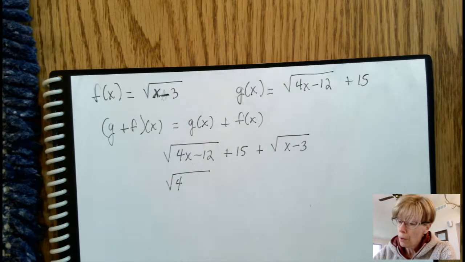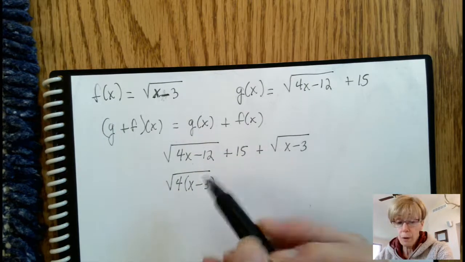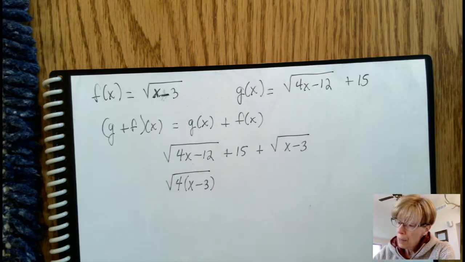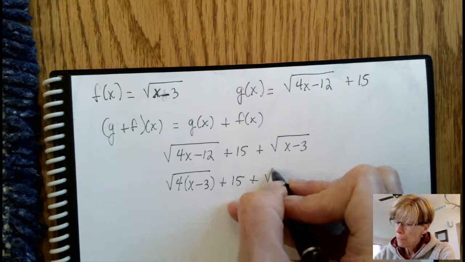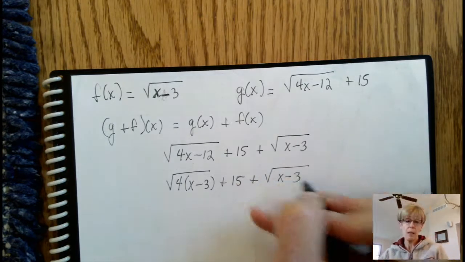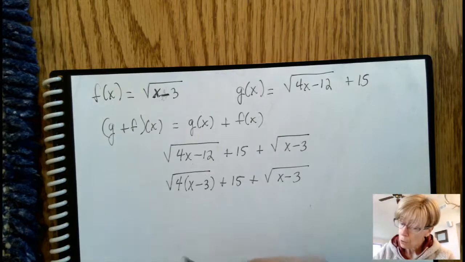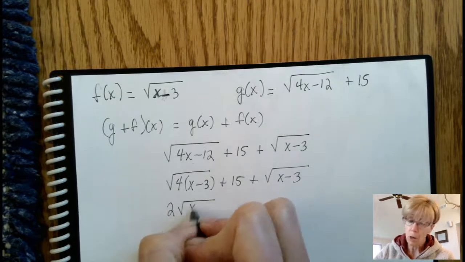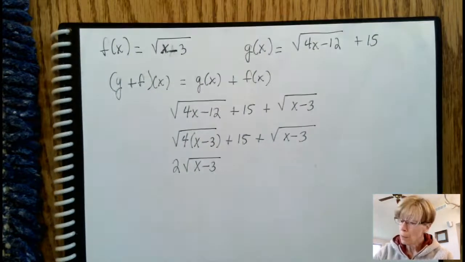And then over here, we still have an x minus 3. And by the way, when there's no number written in front of the square root of x minus 3, it's a 1. So in other words, what we've got is this term and this term are like terms. So when we add like terms together, 2 plus 1 is 3. Plus 15.